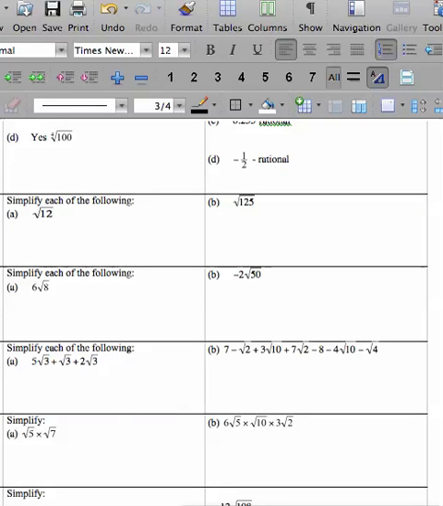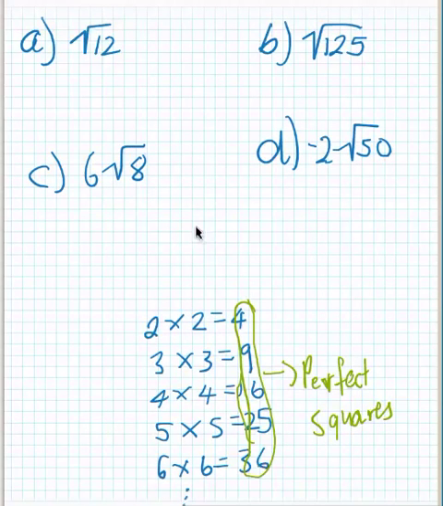Now, the next one asks us to simplify the following, and we have a few square roots here, so I'll just write them up. Okay, so to simplify the following, yes, I can see this one here and this one here, with 8, it's a surd. Square root of 12, there is no number times itself twice to give us 12.